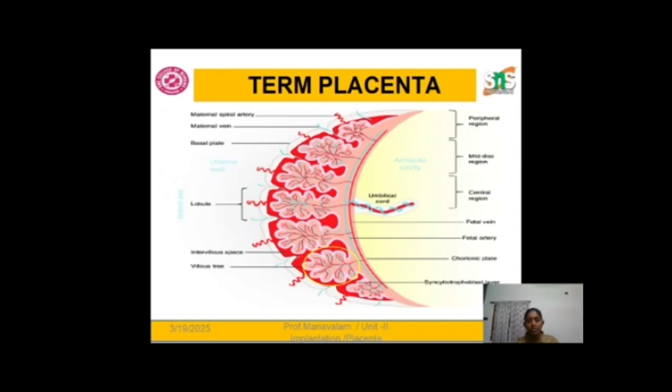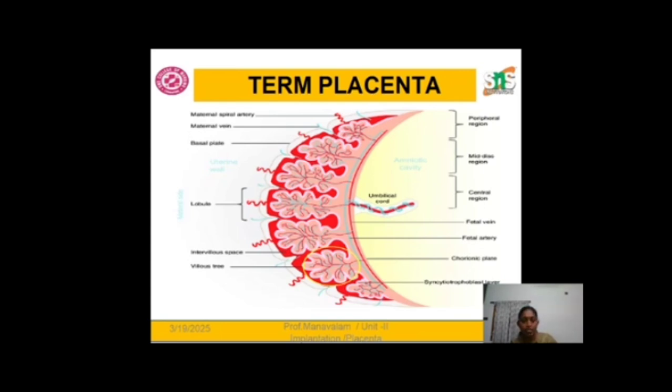Next, this is the term placental structure. The chorionic plate forms the base for development of the placenta. The part of the chorionic plate from which the villi form is called the chorion frondosum.